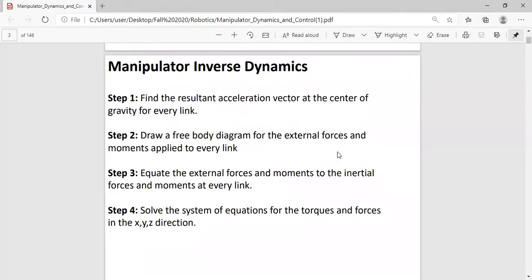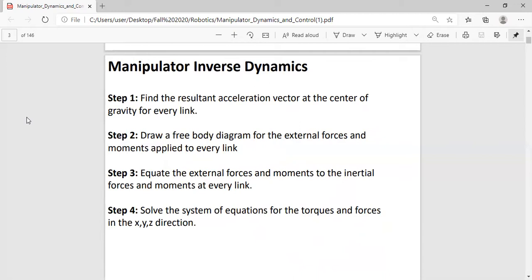So let's go into this third slide. Here I have a procedure for you to be able to do the inverse dynamics of any robot. The first thing you need to do is calculate the acceleration vector at the center of gravity of every link. So you would have a robot, identify the centers of gravity on all these links, and then find the acceleration vector, which contains the acceleration in the x direction and the acceleration along the y direction. Step 2, you need to draw a free body diagram of all the external forces and moments which are applied on every link.